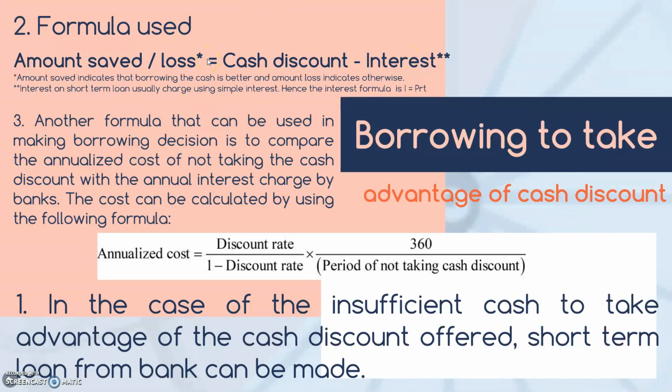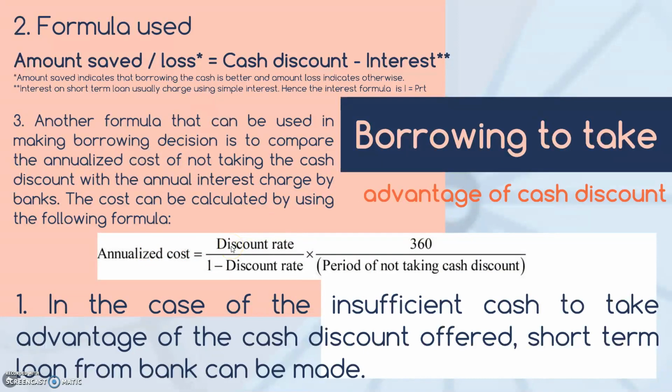So better not to borrow. That is actually one way. The other situation is by using annualized cost. Another formula that we can use is the annualized cost of not taking the cash discount. This is the formula.